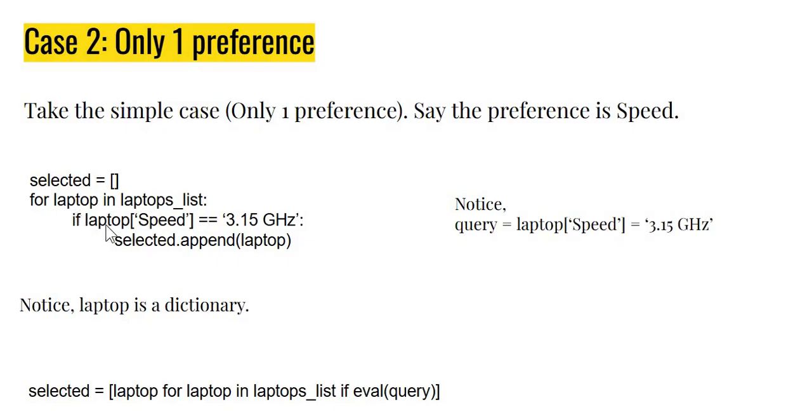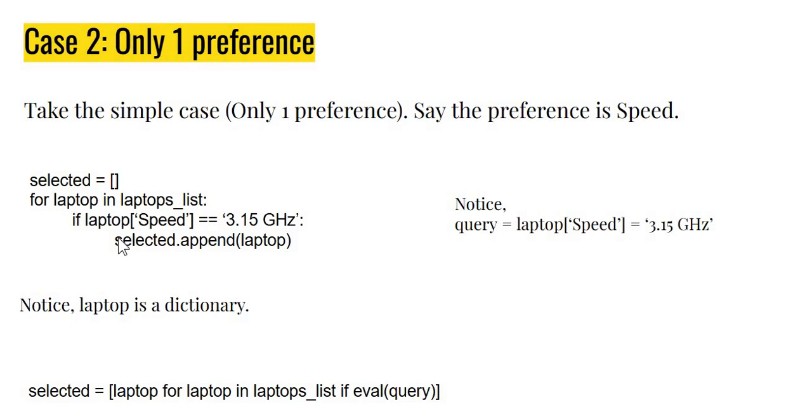And I'm going to say that, okay, look, if laptop speed is equal to 3.15 gigahertz, of course, it has to be double equal to here, then I will choose this laptop. Think about it. This for loop runs over every laptop. All the laptops that have a speed which is 3.15 will get selected. Now, this approach will work.